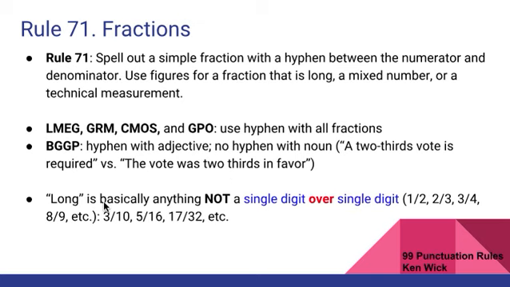So what is long? Long is basically anything, once again going back to this two words rule that's spelled out, that is not a single digit over a single digit. So single digit, like 1/2, 2/3, 3/4, 8/9. Because if you think about it, these fractions of a single digit over a single digit can all be written with one word, dash, one word, two words.